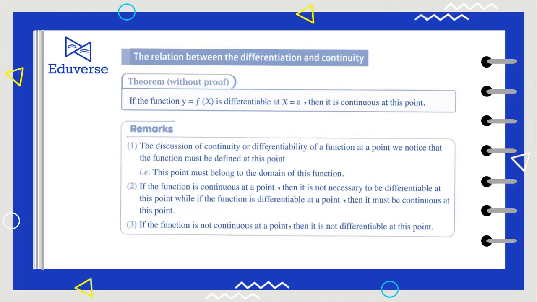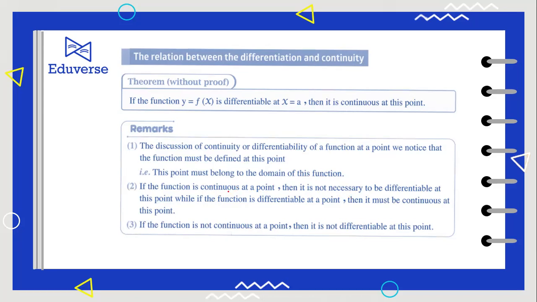In the discussion of continuity or differentiability of a function at a point, we know that the function must be defined at this point. Firstly, it must be defined at this point. This point must belong to the domain of the function. Number two, if the function is continuous at a point, it is not necessarily differentiable at this point.